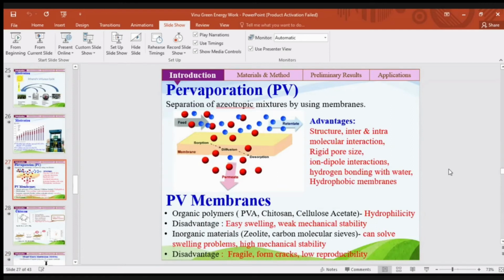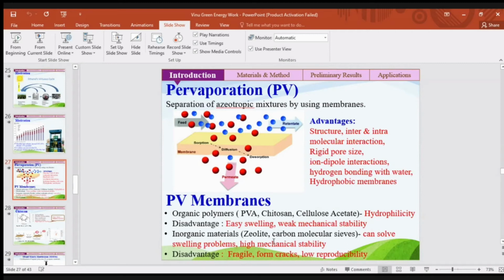It's like a structure, intermolecular interaction, then rigid pore size. So here it's going to make it hydrophilic or hydrophobic in nature. The organic polymers, so the PVA, chitosan or cellulose acetate, will form hydrophilicity. The disadvantage is easy swelling or weak mechanical stability.